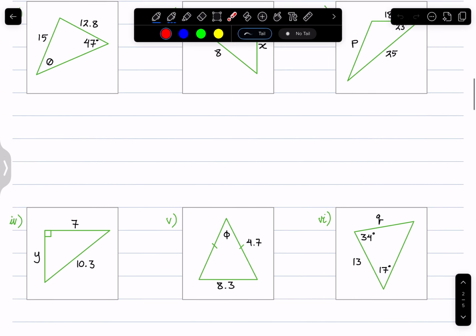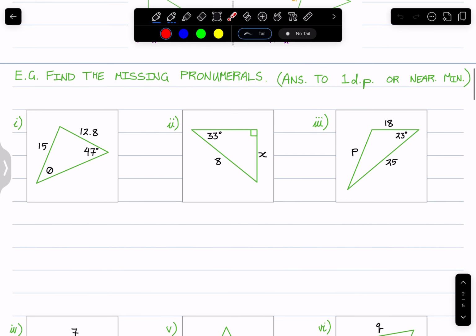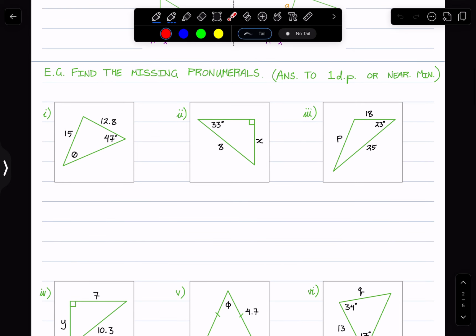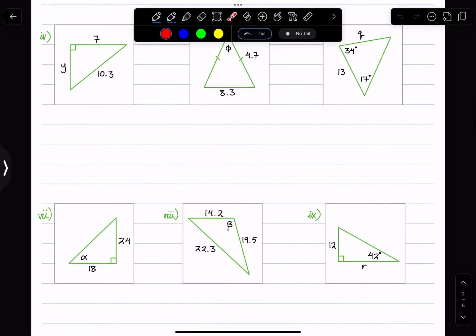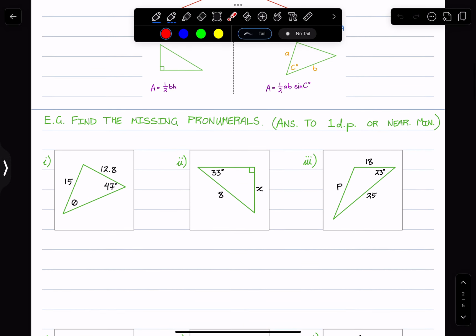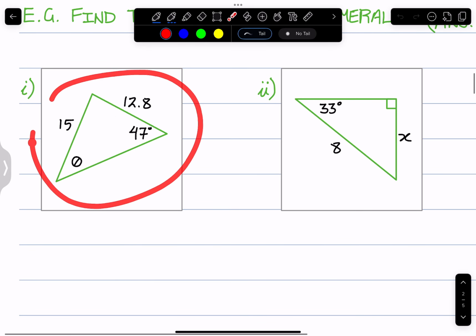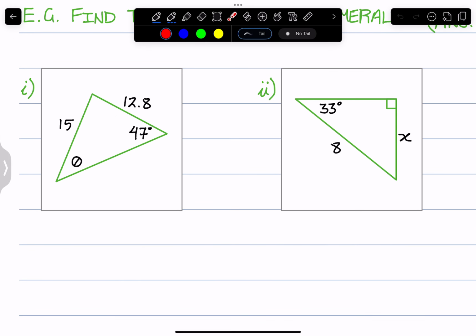So here we go to the first three examples. In all of these triangles, let's find the missing pronumerals, answered to one decimal place or to the nearest minute. I have 9 examples here, and we'll do 3 at a time. So here we go. Part 1. Let's observe this triangle here, and you can see that the missing pronumeral is this value here.